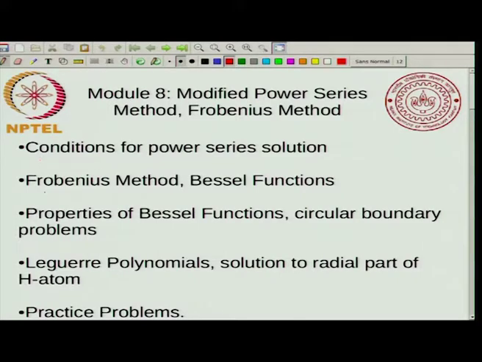Then we will discuss the Frobenius method through the example of Bessel functions. We will look at some properties of Bessel functions and then how they appear naturally in circular boundary problems. And then we will talk about Laguerre polynomials, which appear in the solution of the radial part of the hydrogen atom, and then we will end up with some practice problems. So, now let us go to the first part today, which is conditions for power series solution.